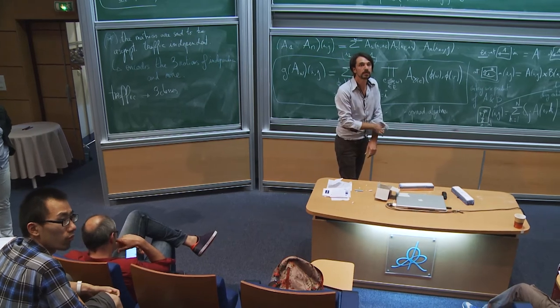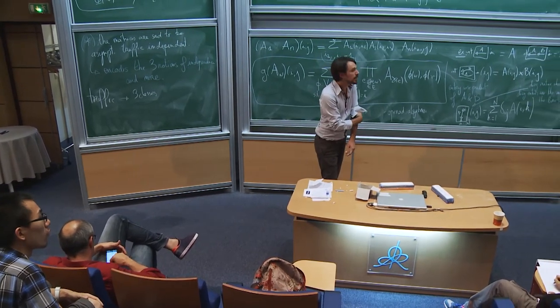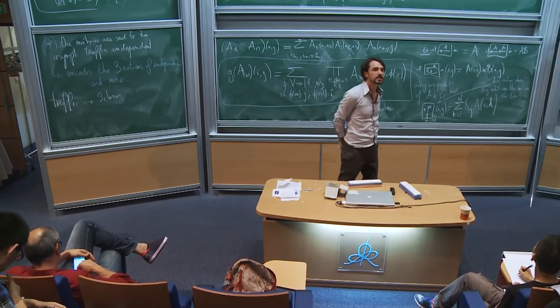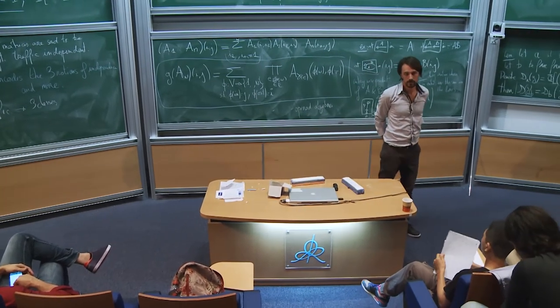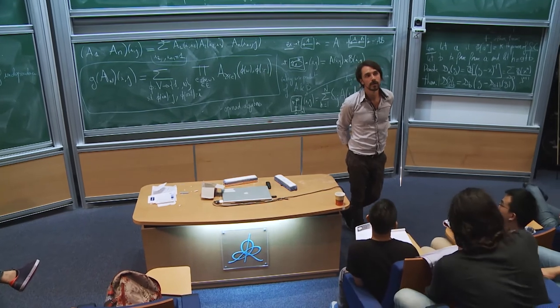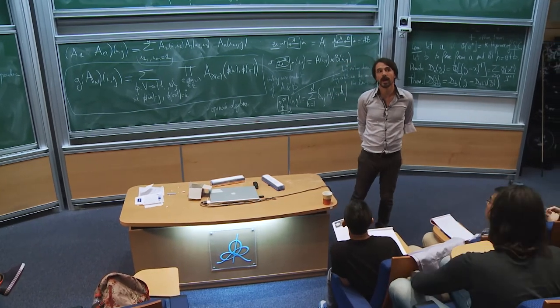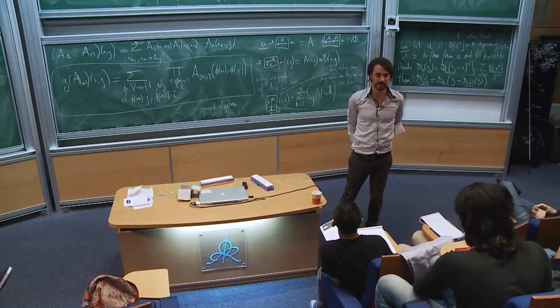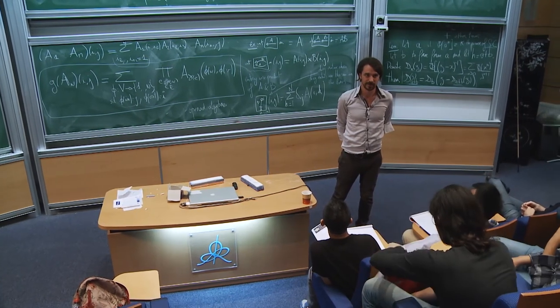For graphs? Sorry, I don't understand the question. You said that the graph monomial, graph polynomial can be used, traffic can be realized as one of the three notions of independence. Ah, the free product of graphs. How can you realize it in terms of the three?